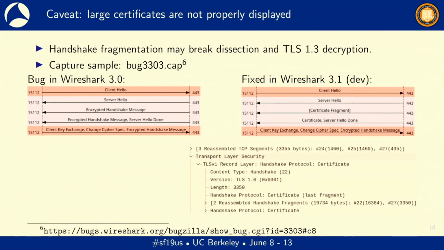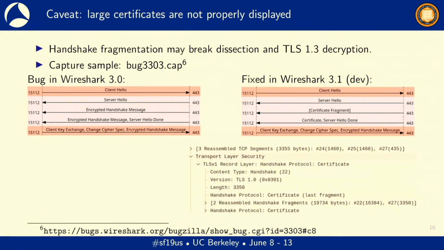Another issue that some people run into is if they have very large certificates or very large certificate request messages, then Wireshark would briefly show something like encrypted handshake message in the middle of the handshake. So usually you have a server hello followed by certificate and some other messages. So this is kind of odd.